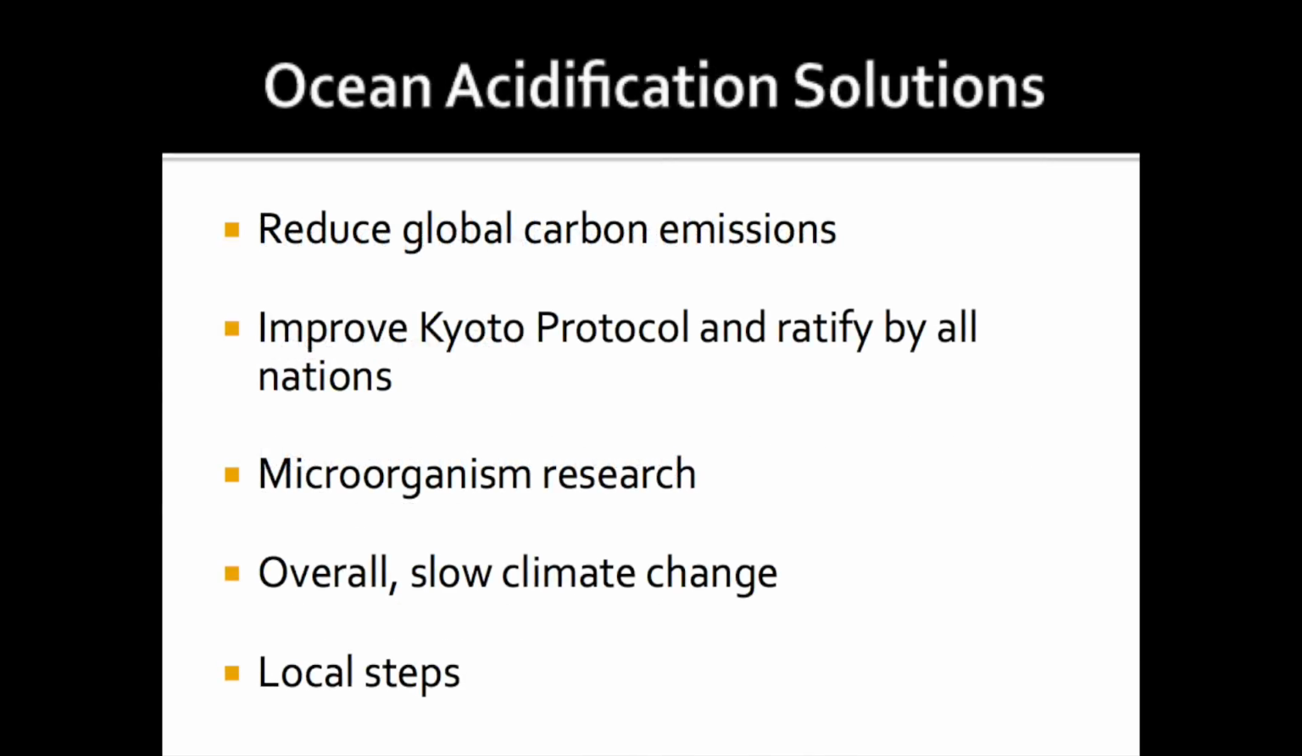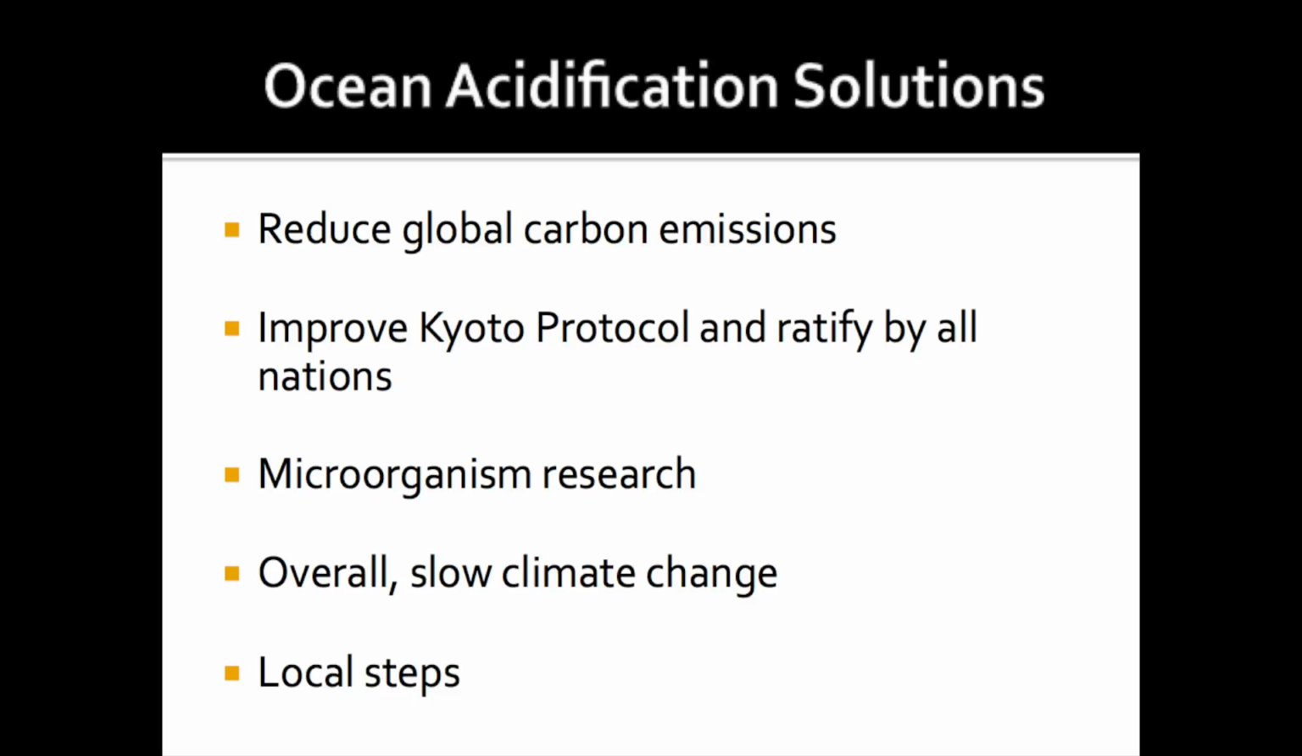Solutions to ocean acidification can be tricky because, let's face it, world issues are tricky. The main goal is to reduce global carbon emissions. This is the main problem because this excess CO2 in the atmosphere is being absorbed by the ocean. So if global carbon emissions can be reduced, a first method to solve this would be to fix the Kyoto Protocol and get it ratified by all nations. Improving the Kyoto Protocol and basically getting it enforced could significantly reduce global carbon emissions.